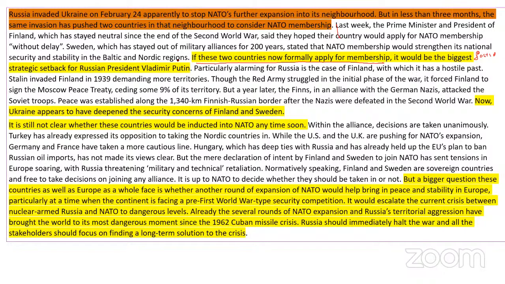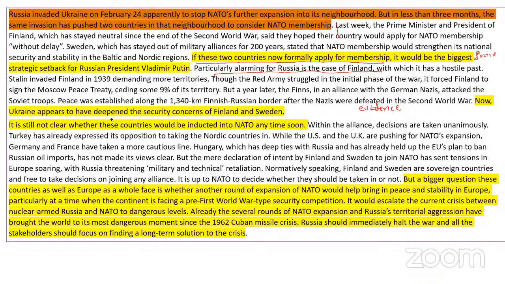Why is this a judgment line? Because here people may have varied opinions whether this will be a big strategic setback for Russia or not. So the author has built up a context, then given his opinion. Then the author goes on to explain why he is saying that this will be a setback. Particularly alarming for Russia is the case of Finland. So he is just explaining this. So what we say is this is evidence or premise in the passage, what we usually call evidence, and strengthening questions and weakening questions can come from that.